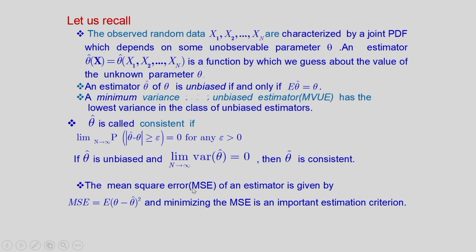The mean square error, MSE, of an estimator is given by this. MSE is equal to E of theta minus theta hat whole square, and minimizing the MSE is an important estimation criterion.